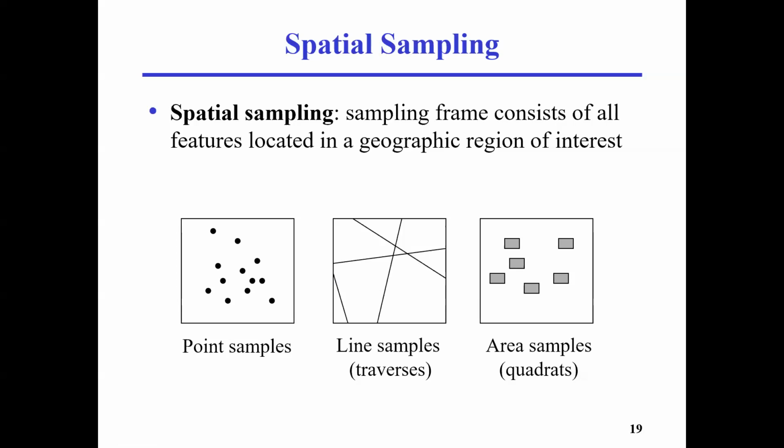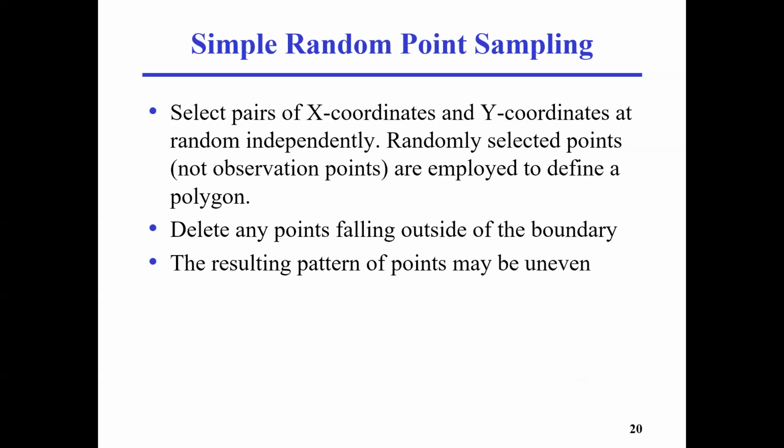Okay, how to apply those methods I introduced with a spatial context. The first one, simple random point sampling. Could be point sampling, could be line sampling, could be polygon sampling. But let's just use point feature as an example.